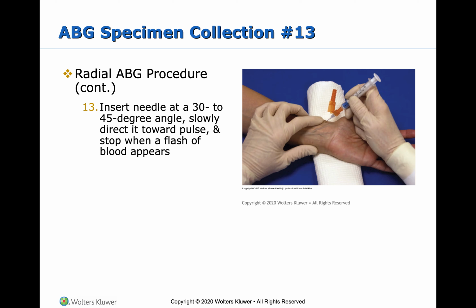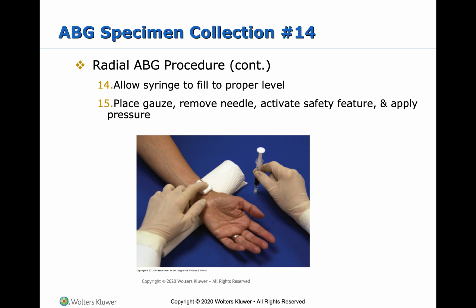At this point, your syringe should start to fill on its own, and it'll fill to the proper level on its own. And then remove your needle, place your gauze, activate your safety feature on your needle immediately, and apply firm and adequate pressure to the site. Like I said, with arteries, you have a higher pressure pushing that blood to your tissues, so you want to make sure that you're putting adequate pressure on that site so that it's not squirting.